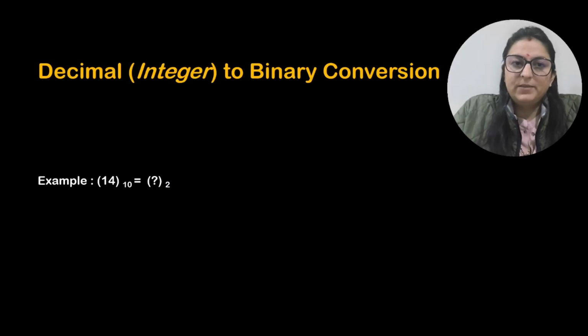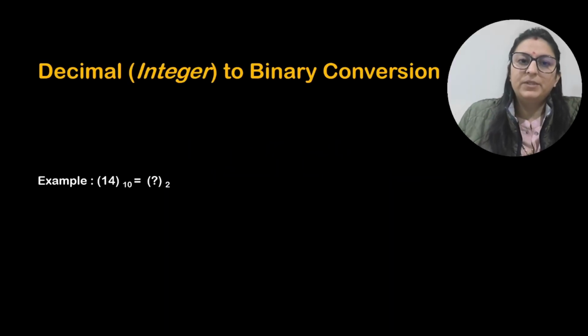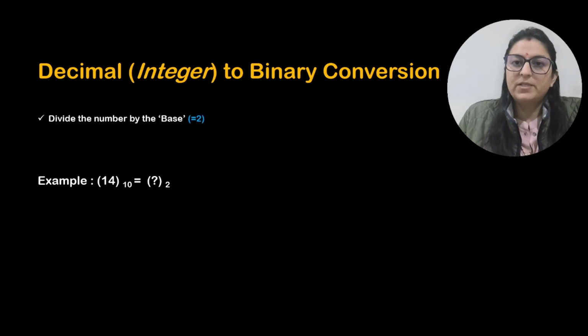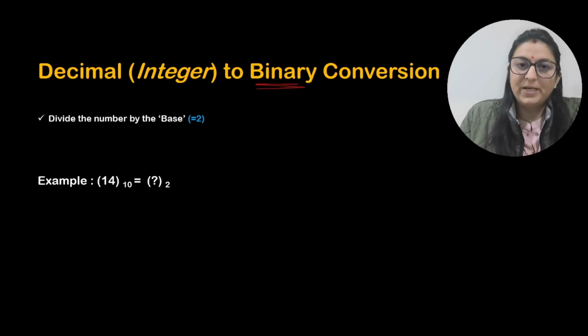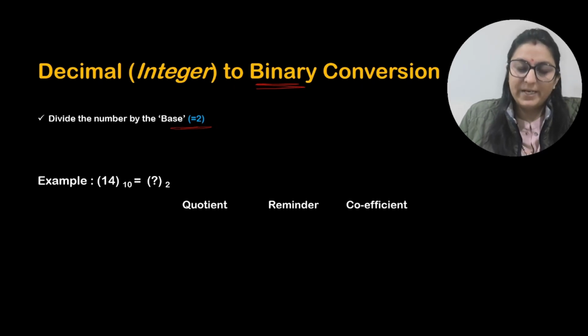Let us take the example. Here is one example: the decimal number given is 14 और उसको आपको convert करना है binary में. The first step is to divide this number by the base. Here the conversion is binary, and the base of binary is 2. So first we divide this number by 2. Whenever you divide, you get a quotient and a remainder.